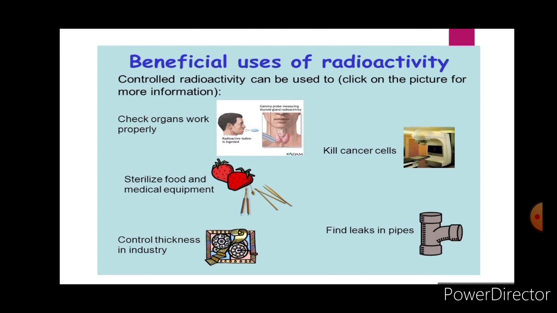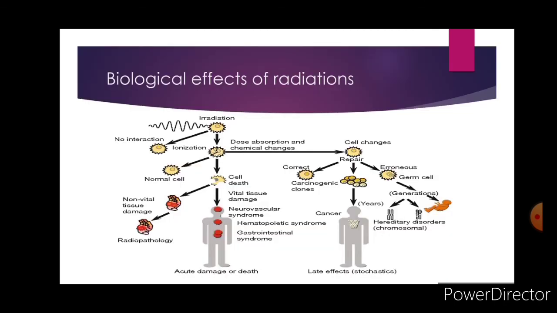Radioactivity also has many harmful effects on our body. These are the biological effects of radiation. This diagram shows how radiation can cause changes in a normal cell, how it can cause cell death, vital tissue damage, neurovascular syndrome, hemopoietic syndrome, gastrointestinal syndrome, and how it can make a normal cell carcinogenic, which leads to cancer, and can also lead to many genetic issues.